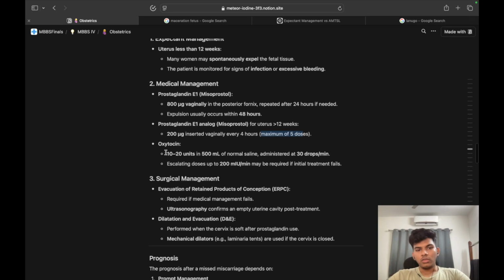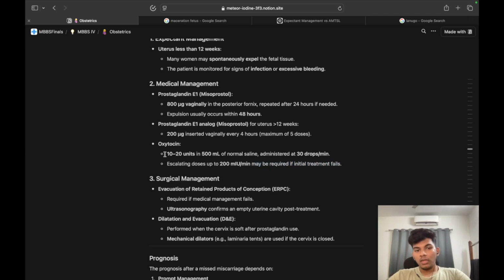Next, coming to oxytocin: 10 to 20 units in 500 ml of normal saline, administered at 30 drops per minute. Escalating doses up to 200 milli international units per minute may be required if initial treatment fails.